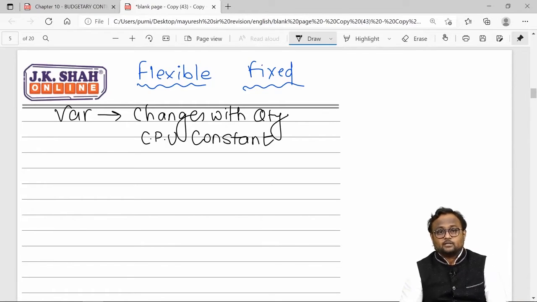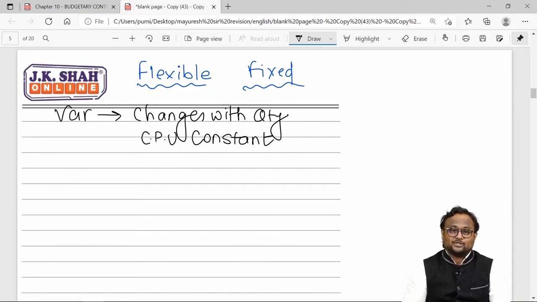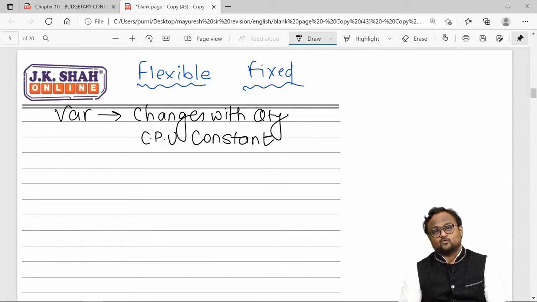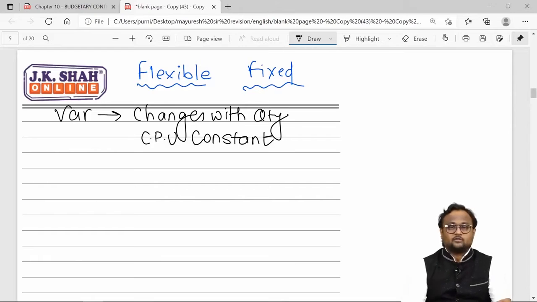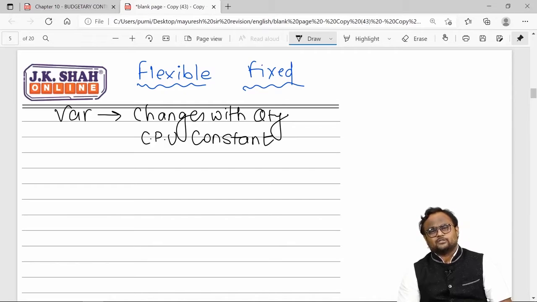Shall I tell you something? Since cost per unit is constant, total cost keeps on changing. One shirt will cost me 200 rupees, two will cost me 400 rupees. One unit costs me 350 rupees, two units will cost me 700 rupees. There won't be a discount in it, right? So, in that case, that will be considered as a variable cost.